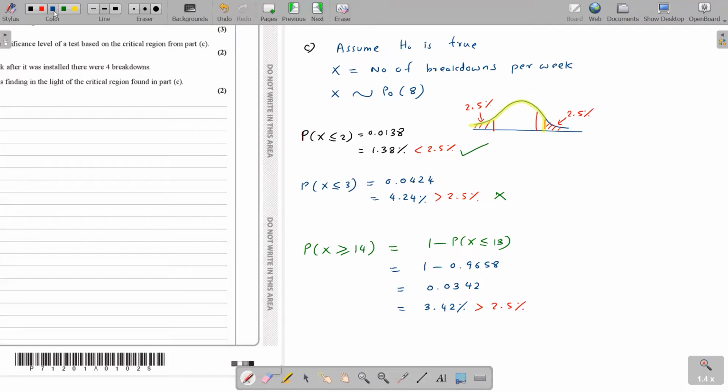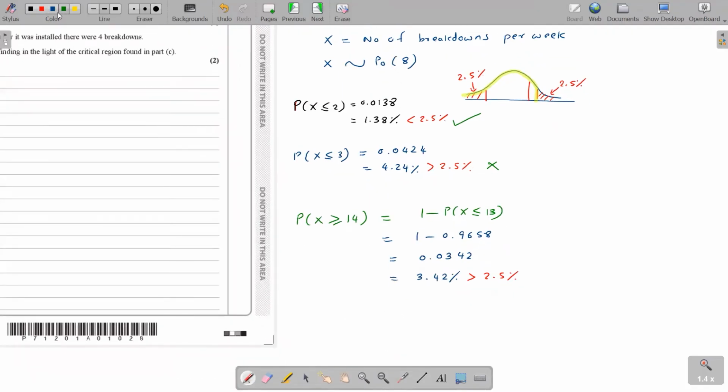Check the other value. X is greater than or equal to 15 is 1 minus x less than or equal to 14, which is 1 minus 0.9827. How much is it? 0.0173, which is 1.73%. Very clearly, it is less than your 2.5%, and thereby it is in the critical region. So now you can start talking about your critical regions.